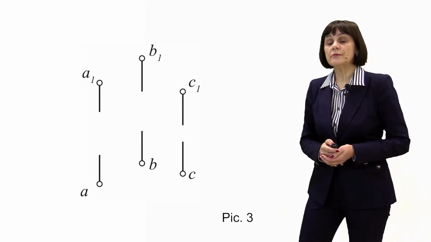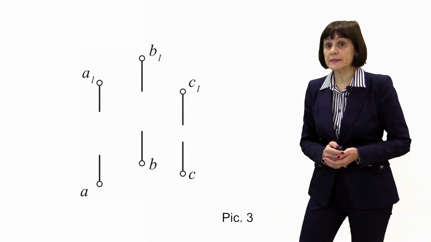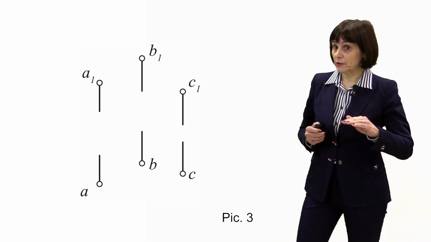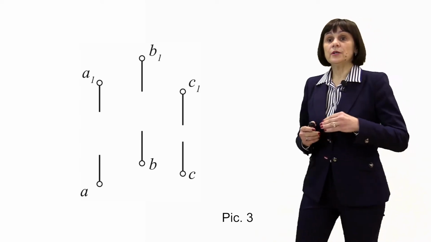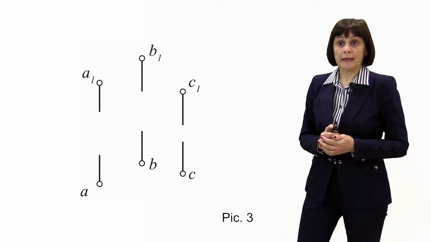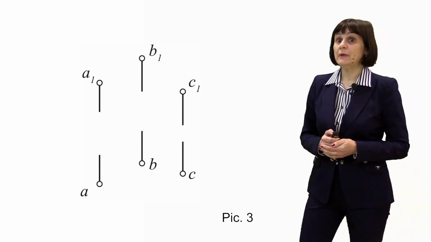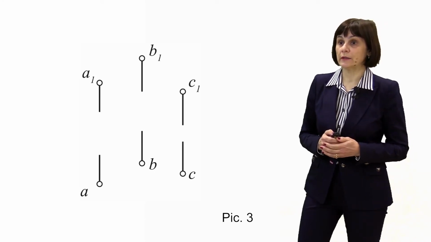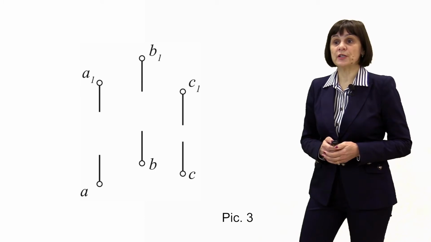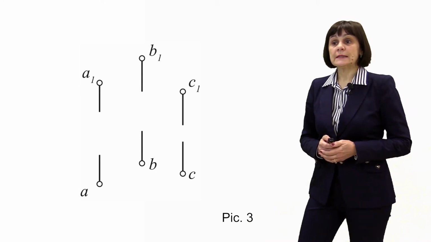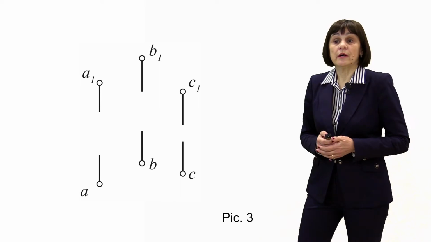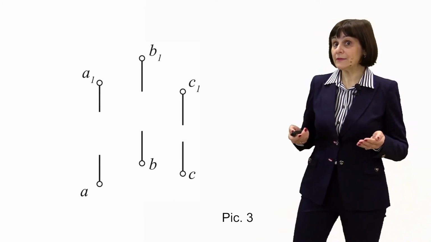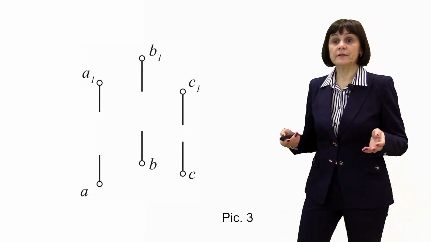We have 3 different points, A, B, and C, on the horizontal projecting plane and on the frontal projecting plane. We also have the same projection of the same points, A1, B1, C1. In the majority of such cases, we can consider these points, for example, like the vertices of a triangle. We can connect these points and get the triangle.